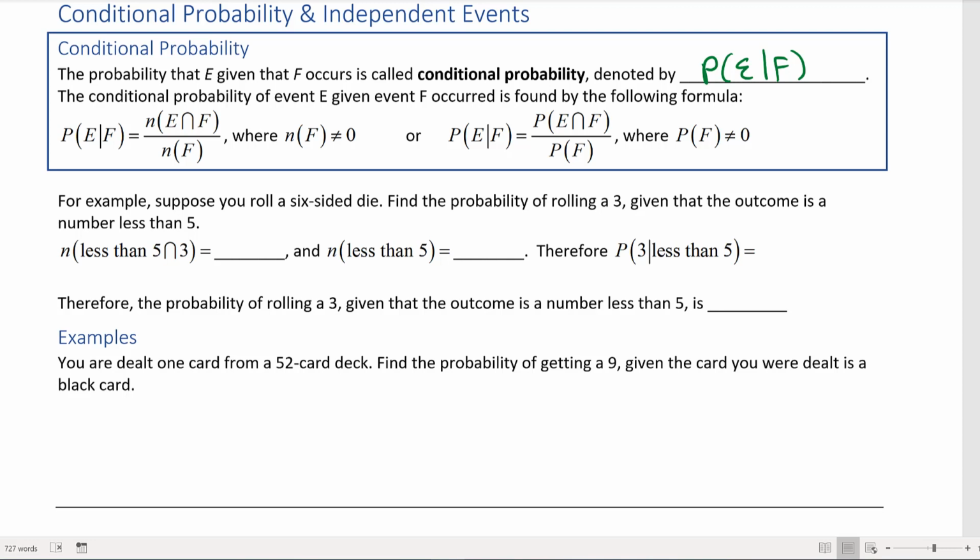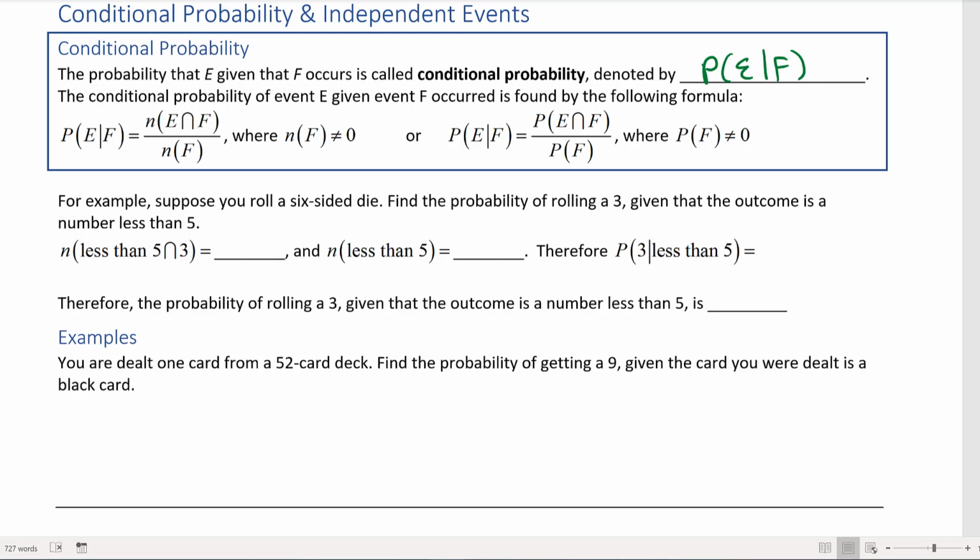So P of E given F is equal to the number of E and F, that's E intersect F, divided by the number of F, where F doesn't equal 0. Or you can think of it as the probability of E and F, or E intersect F, divided by the probability of F. Either way, whether you think about a number of or probability, it's the same thing.